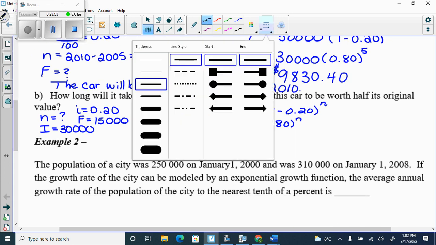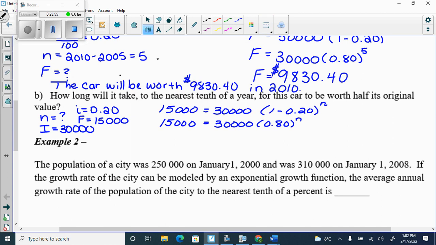If we have the final and the initial, that's the first thing. Because these two cannot multiply together. Do not go 30,000 times 0.80. 0.80 is to a variable, to an exponent. You can't put these together. We can divide the 30,000 over to 15 because it doesn't have an exponent. So that's what we're going to do. Divide the 30,000 over. And we get 1/2 equals 0.80 to the n.